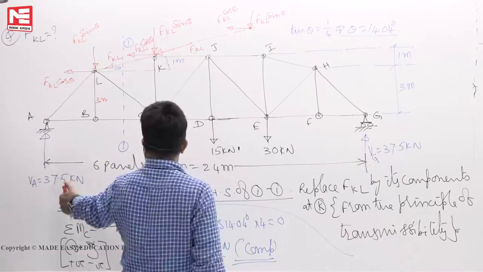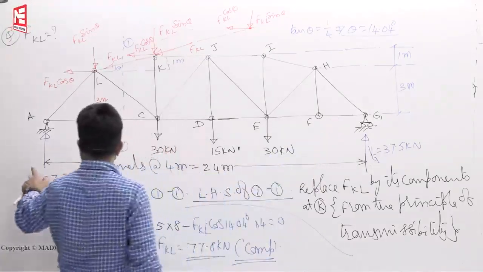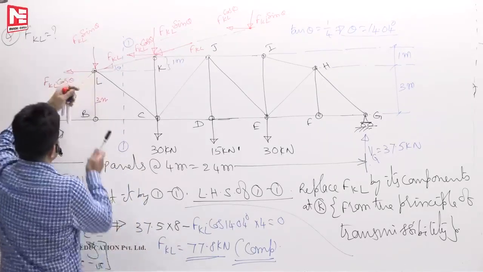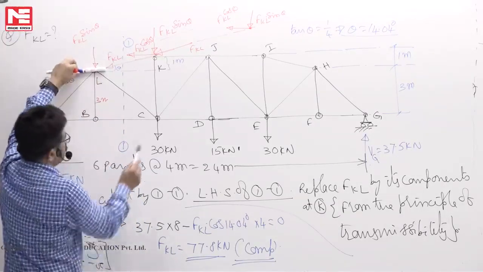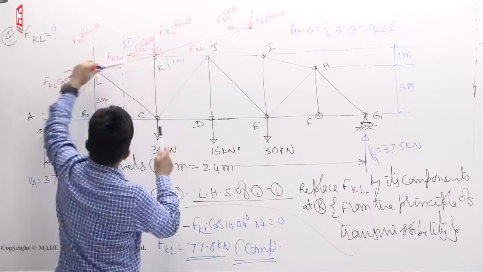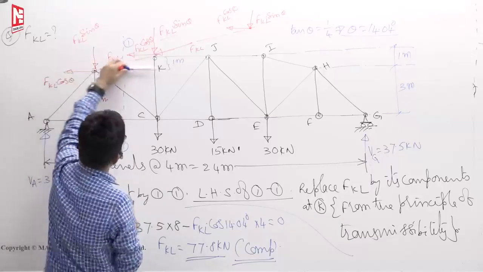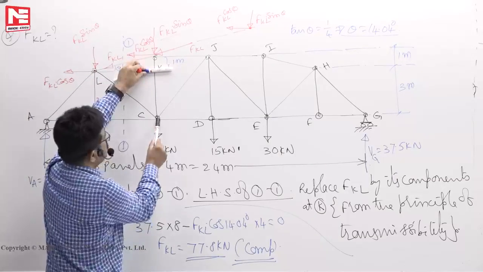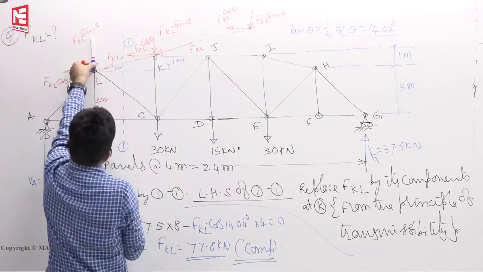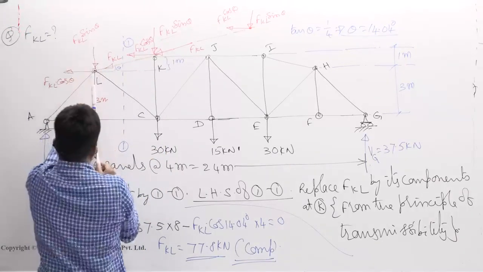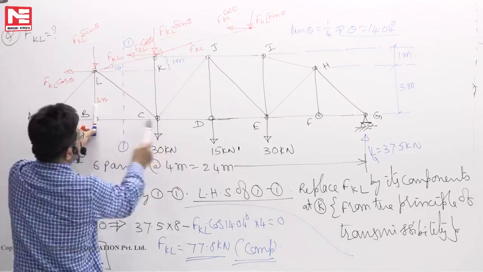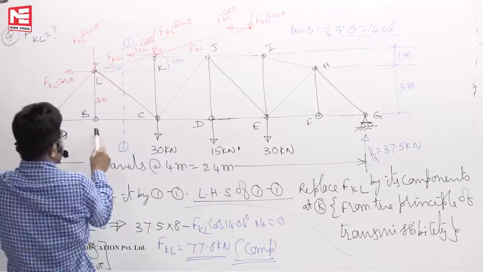Now, sigma MC = 0 means VA into 8, F_KL cos theta into the perpendicular distance. This is F_KL cos theta. C is here. From C, drop the perpendicular to F_KL cos theta; take your pen or pencil and put it here. This is the perpendicular distance, 3 meters. Now F_KL sin theta is acting vertically, so this is its line of action. Put your pencil here, this is C, and this is the perpendicular distance. So F_KL sin theta into 4.